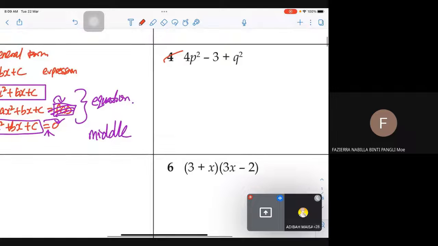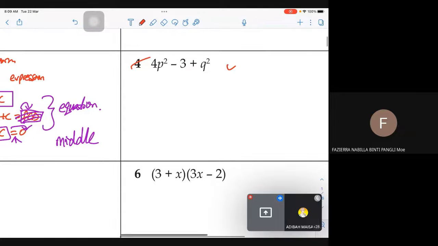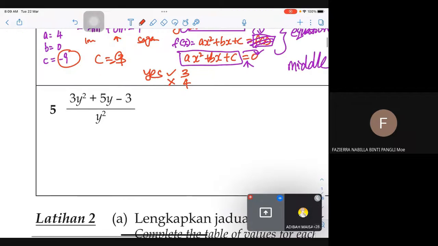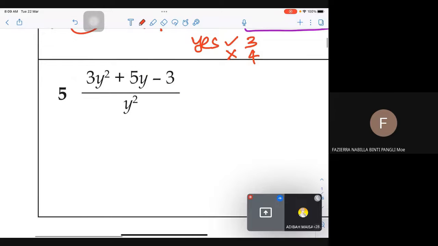Okay, good. So question number 4, all of you answered correctly, because we have two variables. Your explanation is also correct. So this one, very good. However, this question number 5.